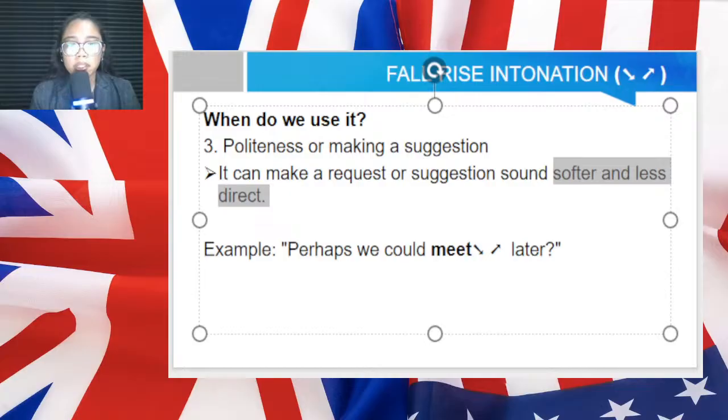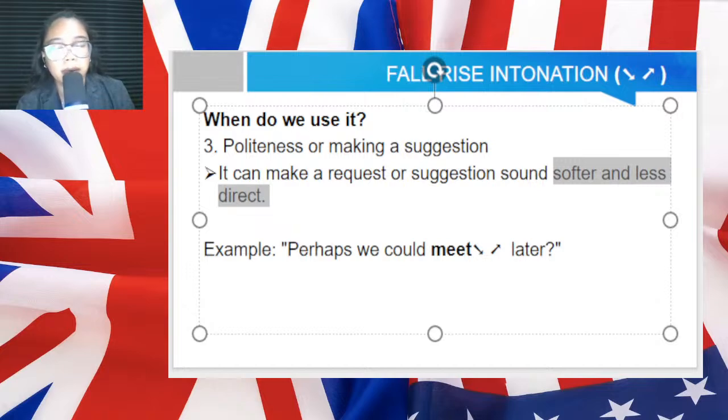Now let's look at the example in the slide. "Perhaps we could meet later." Here's how the fall rise works in this sentence. The fall rise intonation is on the word "meet." Your voice goes down slightly here and then clearly rises. So in the first half of the word "meet," there's a drop of pitch and then it rises.